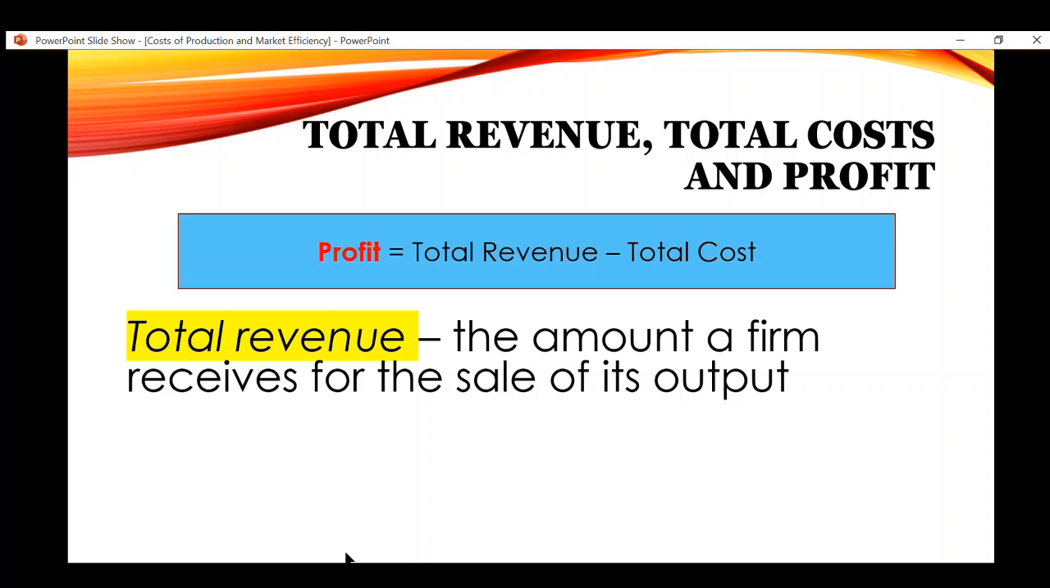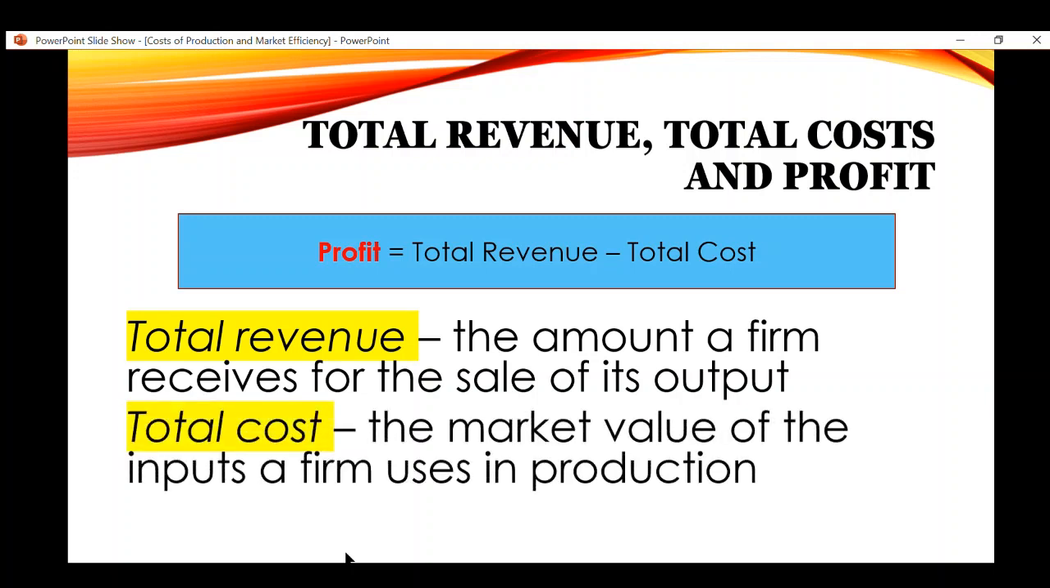So mao ni siya ang ato ang gitawag nga nahalin. And then our total cost is the market value of the inputs a firm uses in production. So mao ni atong mga gasto. Whether it would be related to the actual product itself nga atong gibaligya, for example, we're selling pencil, pagpalit nato sa pencil, of course, naa may gasto para makapalit og usa ka unit or several units of pencil. So that is our costs.